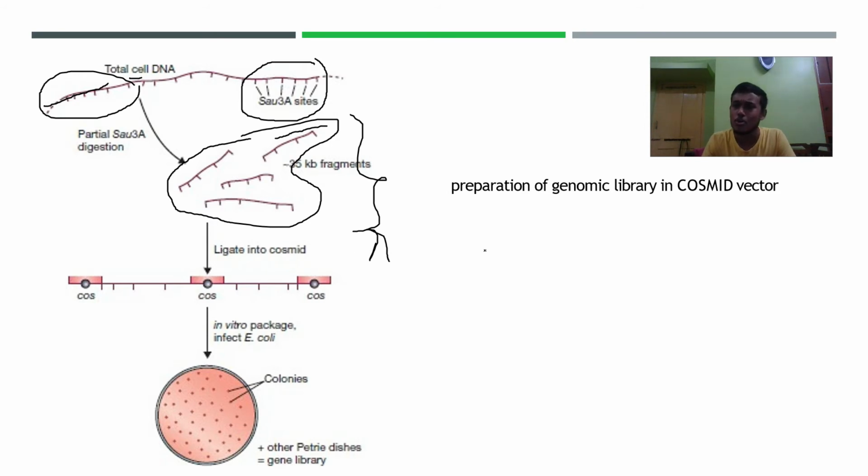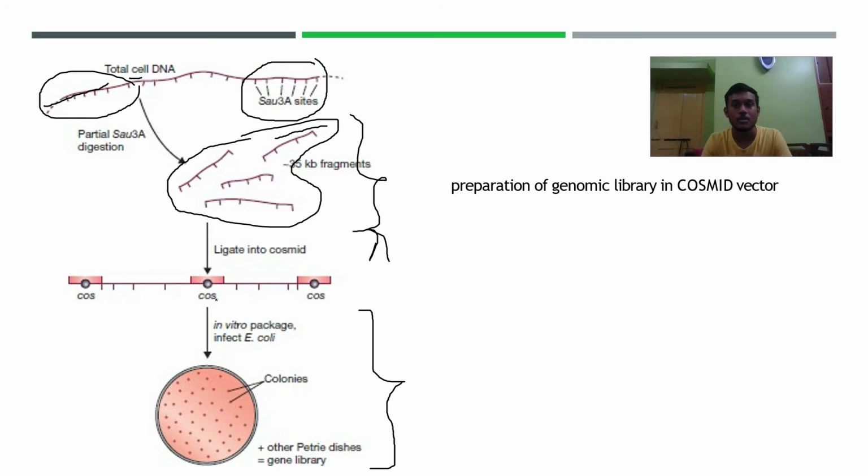So in this case we are using a cosmid vector for cloning purposes. After cloning we need to screen it. So how do we screen it? In this case it's shown that we try to infect an E. coli bacterium to screen that.